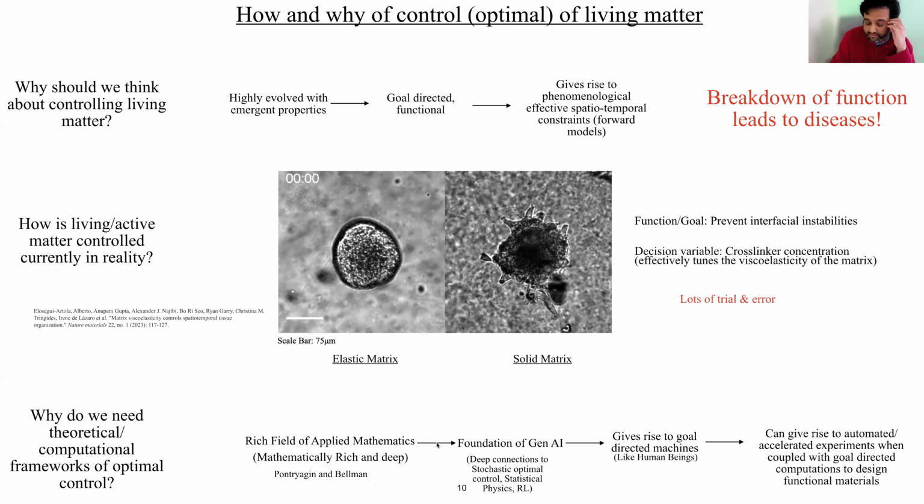Also, this has a very deep connection to generative AI. It has deep connections to stochastic optimal control, statistical physics, and reinforcement learning. Because these are computational machines, goal-directed machines, like human beings, this can in principle give rise to automated and accelerated experiments when coupled to the design of functional materials.